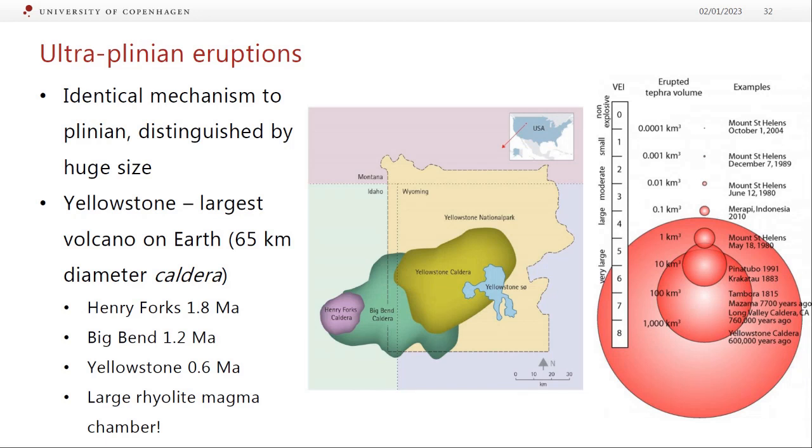And the Yellowstone volcano has this time progression. People often describe it as a sort of plume underneath the continent, so the continent's moving over the surface of it. And it seems like about every 600,000 years we get a huge eruption. So there's the Henry's Fork caldera at 1.8 million years ago, the Big Bend caldera at 1.2, and Yellowstone last erupted 600,000 years ago with one of these ultra-plinian eruptions. A lot of disaster films focus on this one.